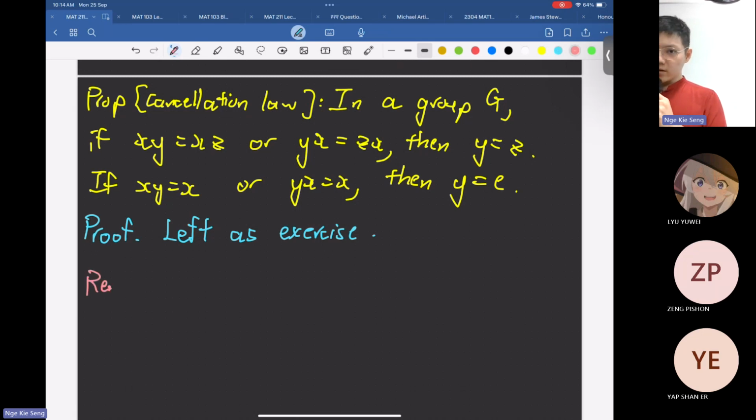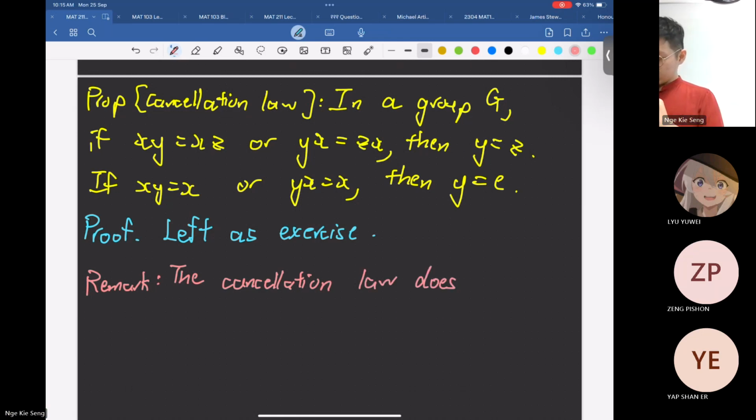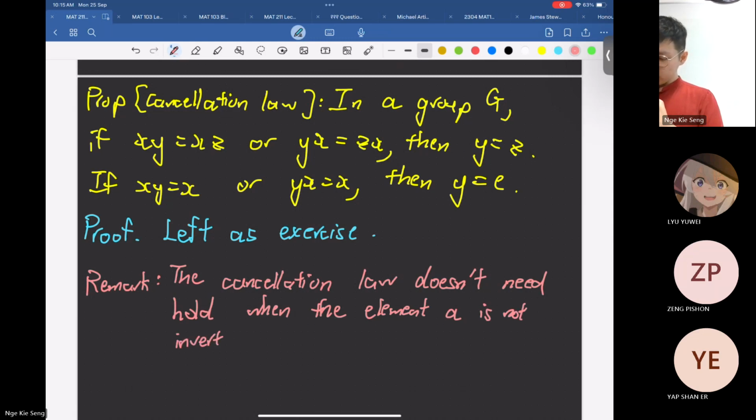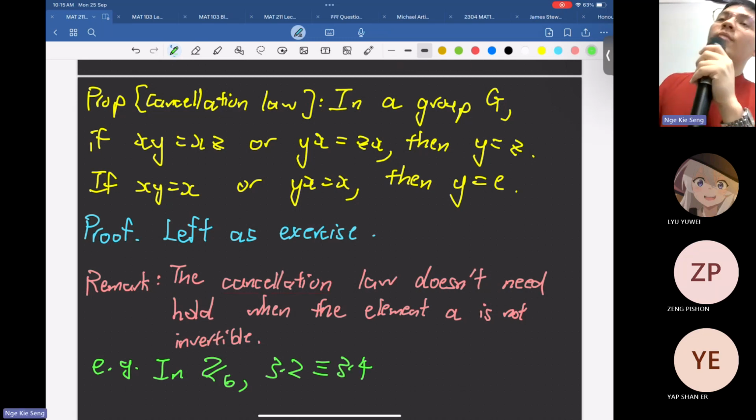Why is this important? This is actually not always true if it is not a group. The cancellation law doesn't need to hold in general, especially when the element is not invertible. For example, in Z6, if we consider 3 times 2 and 3 times 4, what are both of these equal to?